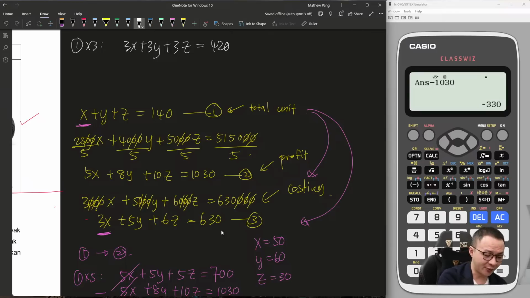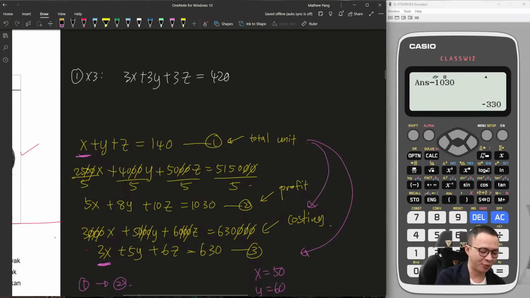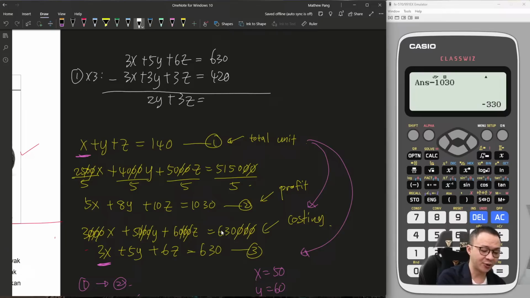Then I copy the third equation, 3x plus 5y plus 6z equals 630. This number is higher, so maybe I put it on the top, it's easier. Then I minus them to eliminate. I get 2y plus 3z equals 210. This one I say is my fifth equation.